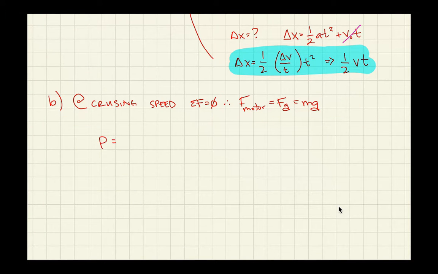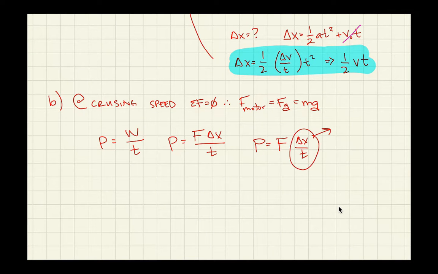Now, power is work over time. Power is force times delta x over time. There's another equation for power that you may have gotten from the reading, but it basically is shown here already, right? Because if I do some very basic algebraic rewriting, that's saying power is equal to force times delta x over t, where delta x over t is velocity, average velocity.